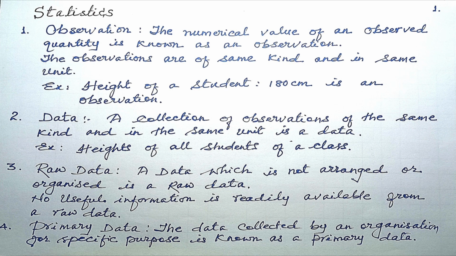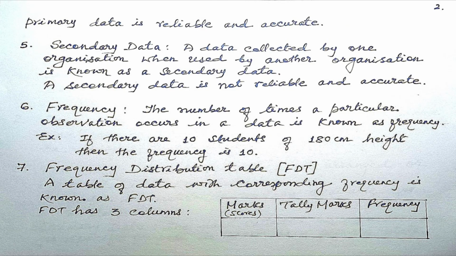Now again we have primary data. The data which is collected by an organization for some specific purpose is known as primary data, and primary data is reliable and accurate. Remember that. The next important data is secondary data: data which is collected by one organization and used by another organization is known as secondary data. Secondary data is not very reliable and not very accurate. However, it is useful for the second organization for its own purpose.